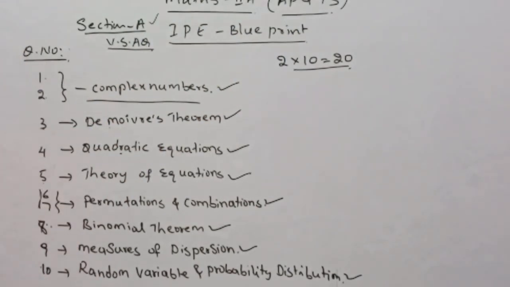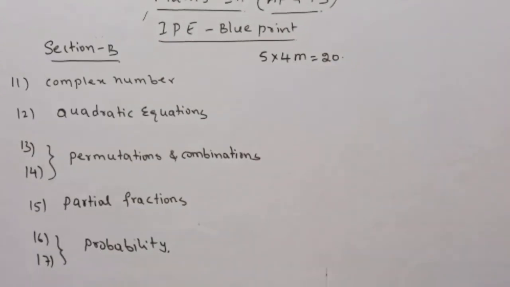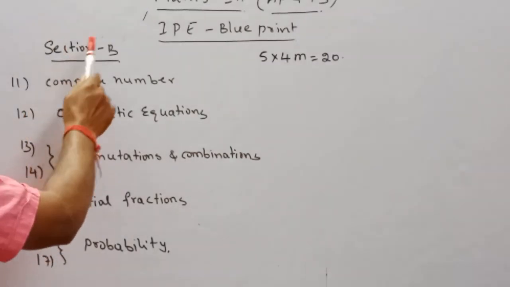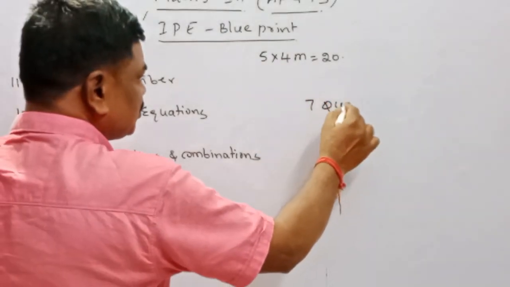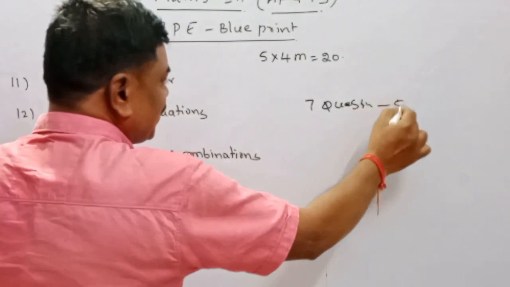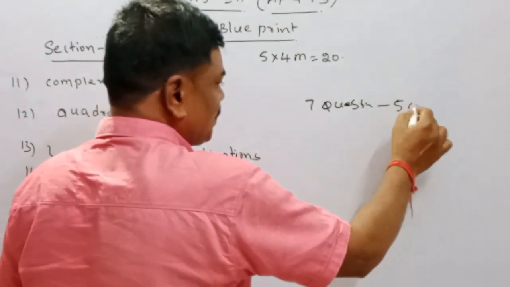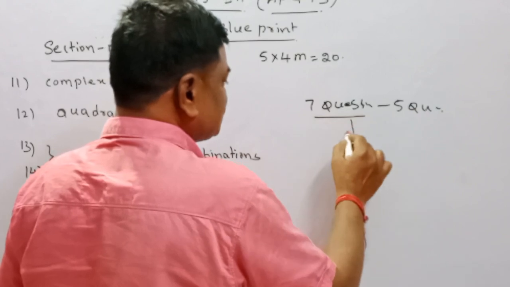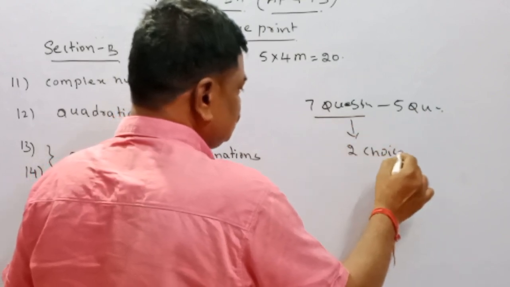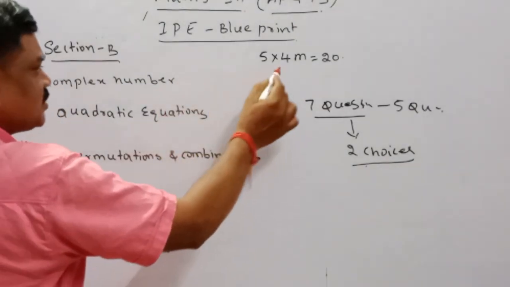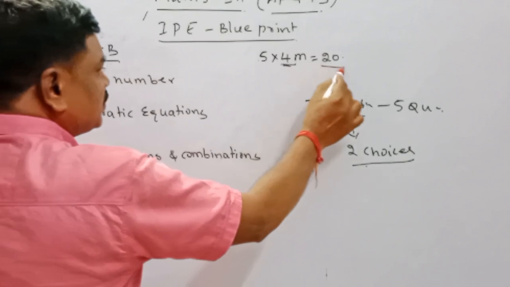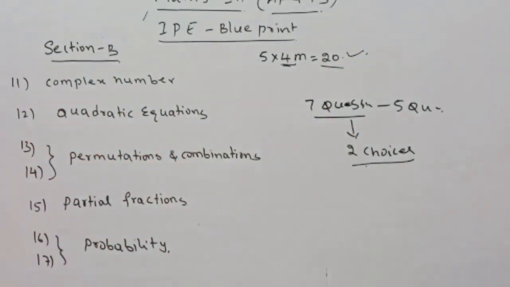Next, Section B. Here you see Section B. Section B has a total of 7 questions, of which you can attempt only 5. So 2 questions are choice, and each question carries 4 marks. 5 into 4 is equal to a total of 20 marks.